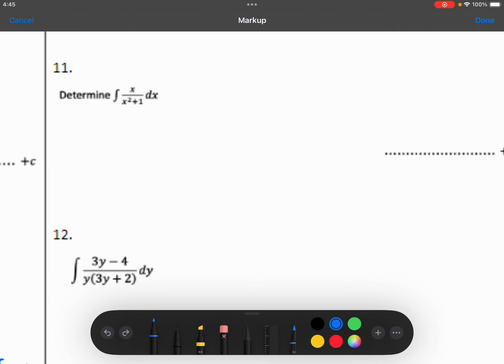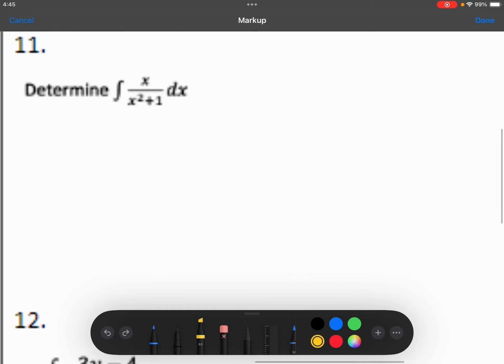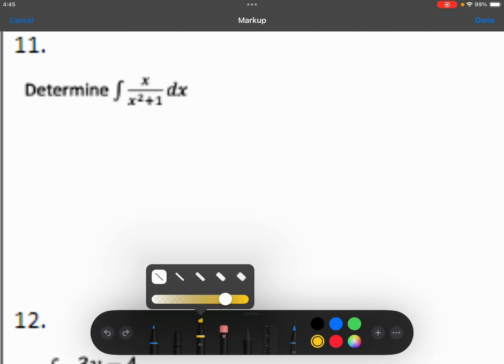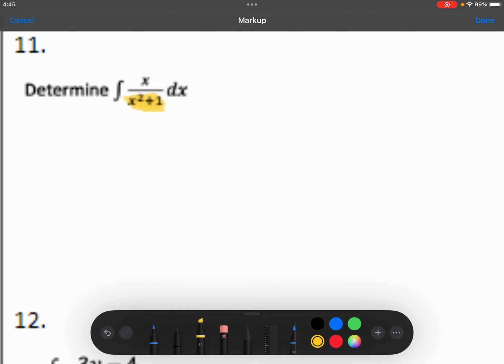Question 11. We've got the integral of x over x squared plus 1. I'm looking at that denominator, x squared plus 1, and I'm noting that the derivative of that is 2x, which is kind of similar to what I've got on the top. So, guess and check again.